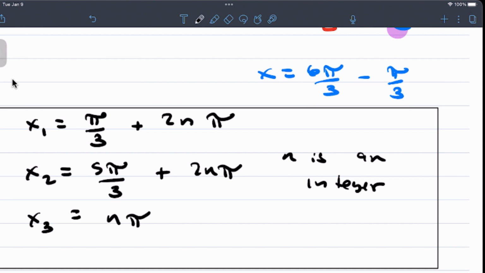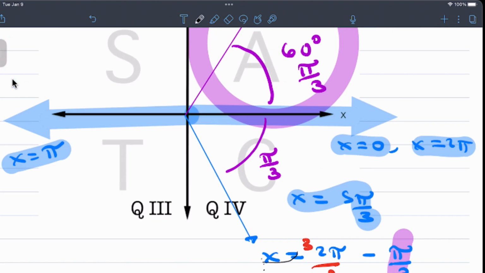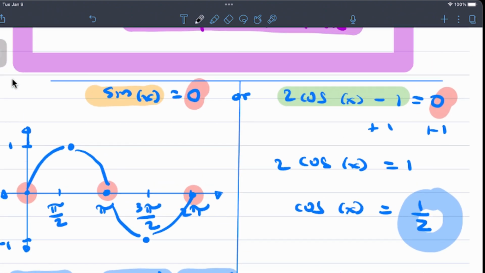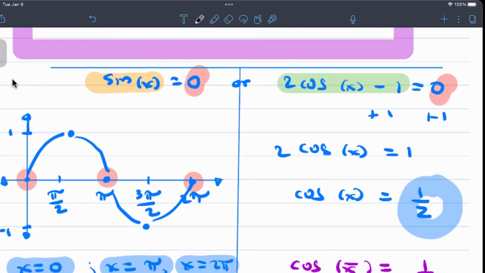So, ladies and gentlemen, this is using algebra again to get these solutions here. Okay, easy peasy lemon squeezy.